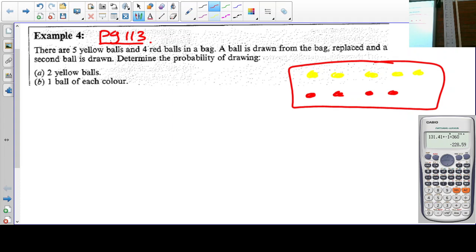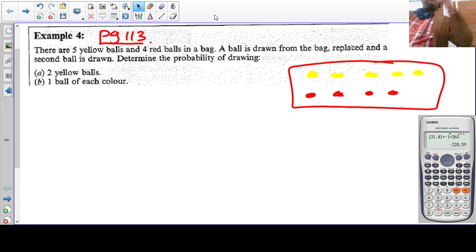A ball is drawn from the bag and replaced. Say for argument's sake, I draw one ball out of the bag, a red ball. Then how many balls do I have left in the bag? 8. But before I do the next draw, I put that one ball back in the bag. And how many balls do I have now in the bag? 9. So the probability of drawing a red ball in the first draw is the same and equally likely as drawing a red ball in the second draw.